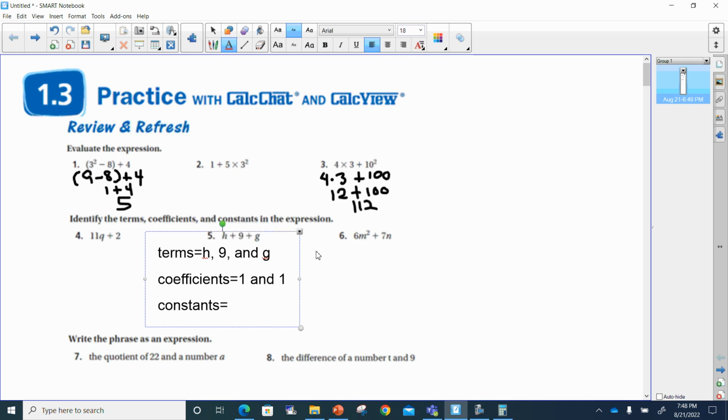Next is constants. And that's going to equal the number that never changes. H and G can change. I don't know what they're going to be. But 9 will never change. So that would be a 9. And that's the answers to number 5.